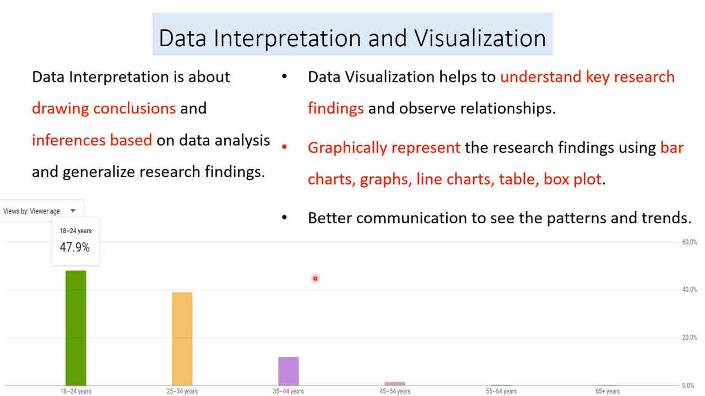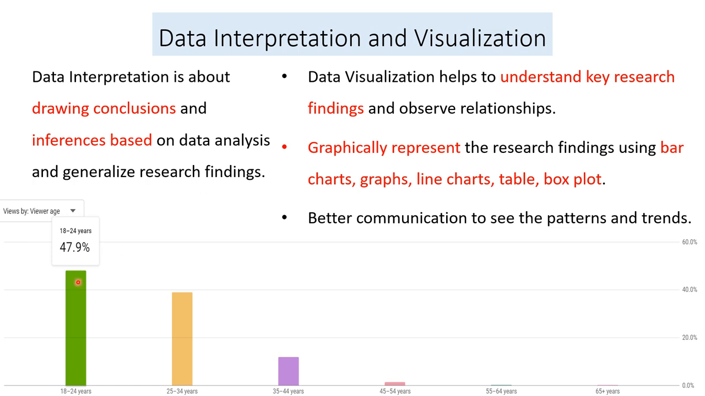So the last step is data interpretation and visualization. After getting the result using the data analysis, we get the result using numbers, or using pie charts, bar graphs, and so on. So we have to interpret, we have to provide a meaning, we have to draw a conclusion from those graphs. Data interpretation is about drawing conclusions and inferences based on the data analysis and generalizing the research findings. So here we have to give a meaning for those results.